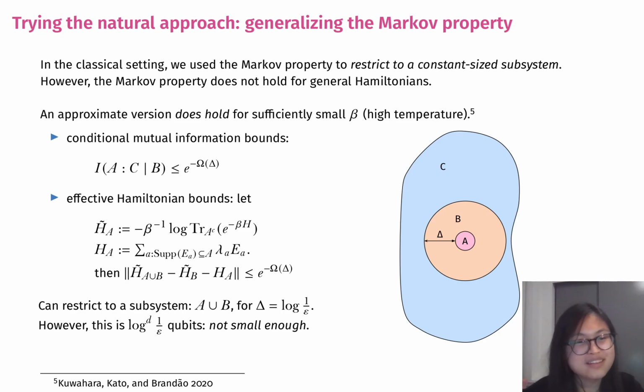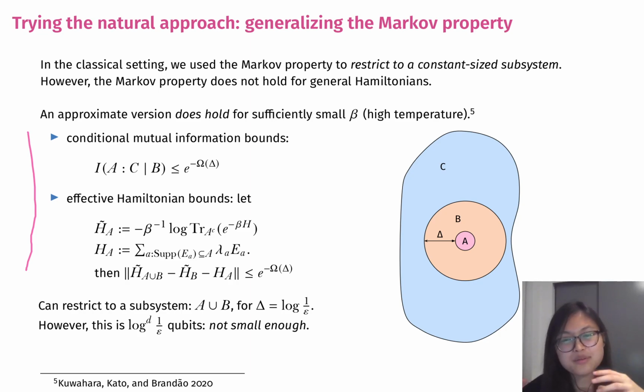I've written some examples of potential generalizations, but essentially what this amounts to is saying that if you are looking at a particular region of interest, A, then you can throw away everything that's distance delta away from A, so this region C, and still not lose the information that was contained in A. So you're still able to learn A even if you just ignore C. And here this delta is log 1 over epsilon.